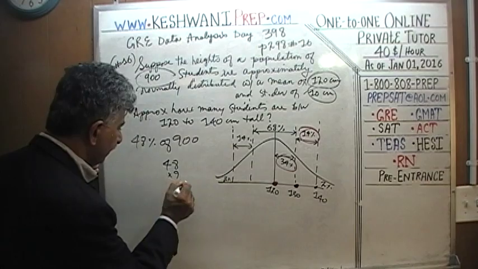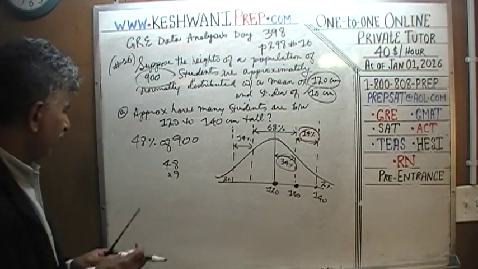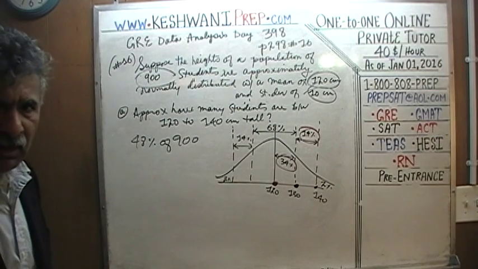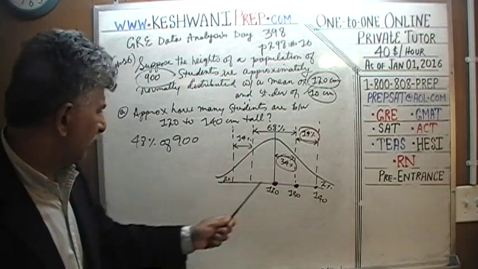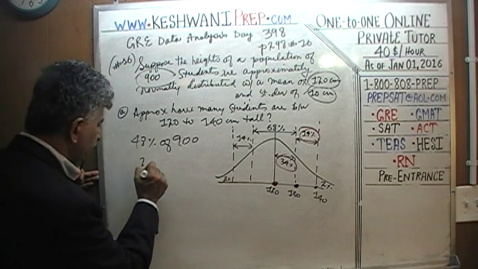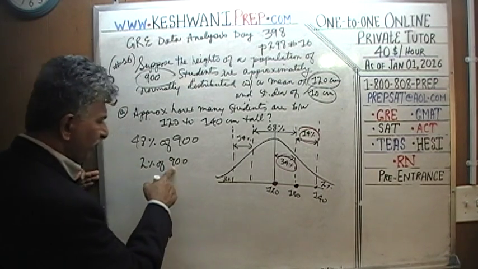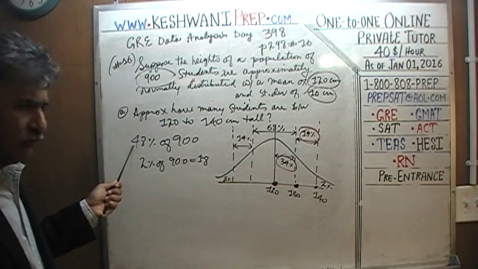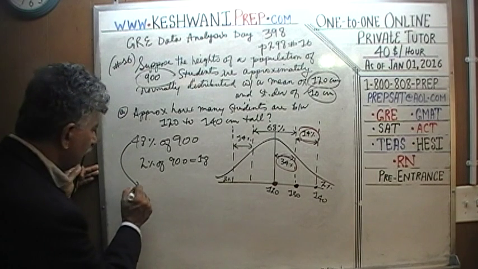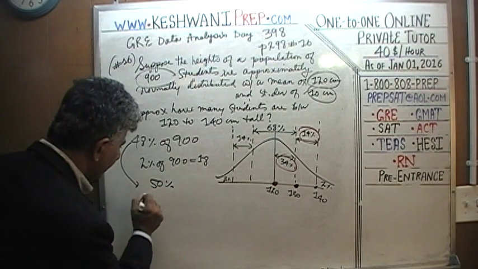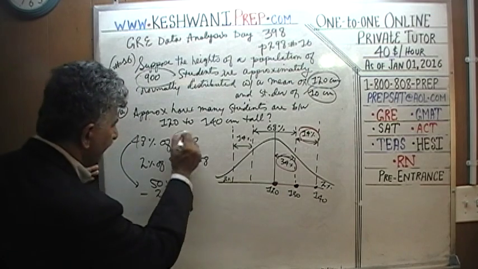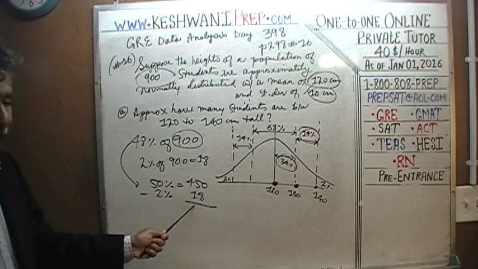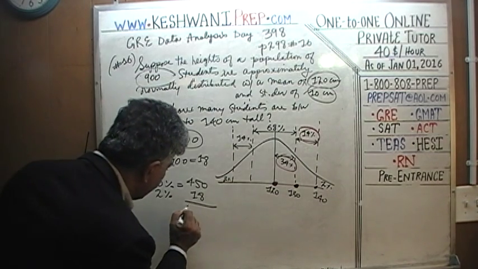48 times 9. Well, actually, let's not do the silly thing. Instead of figuring out 48% of 900, why don't we figure out 2% of 900? 2% of 900 is easier because 1% is 9, so 2% of 900 is 18. Are you with me so far? So 48% of 900 would have to equal 50% minus 2%. 50% of 900, of course, we know is 450, minus 18. 450 minus 20 would have been 430, so it's going to be 432. There you go.